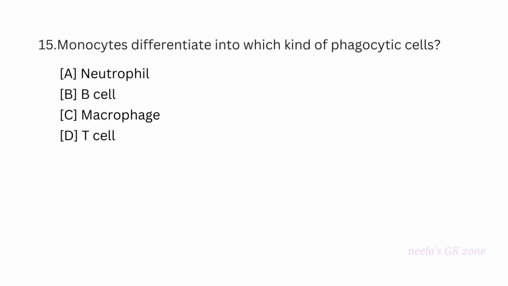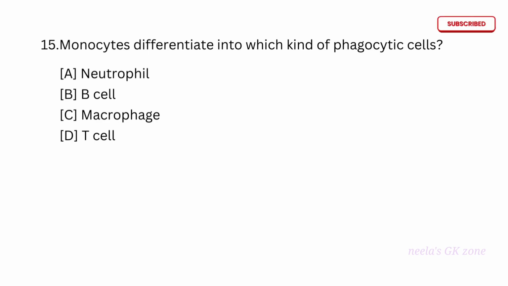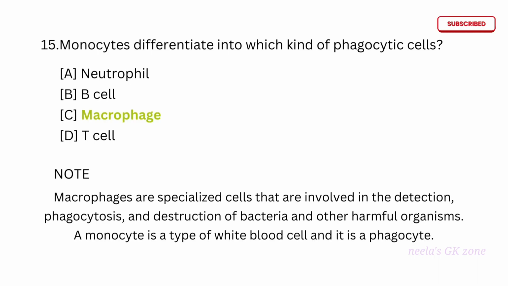Please note this. Monocytes differentiate into which kind of phagocytic cells? Neutrophil, B cell, macrophage, T cell. And the answer is macrophage. Notes: macrophages are specialized cells that are involved in the detection, phagocytosis and destruction of bacteria and other harmful organisms. A monocyte is a type of white blood cell and it is a phagocyte.